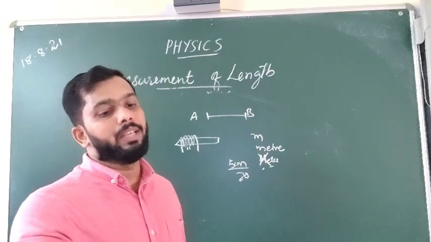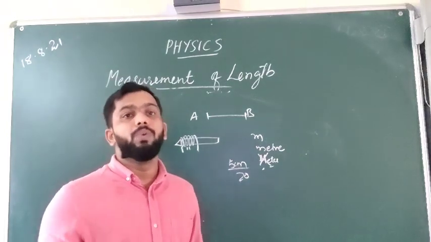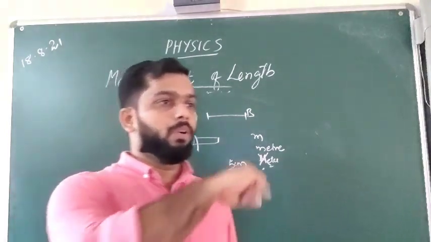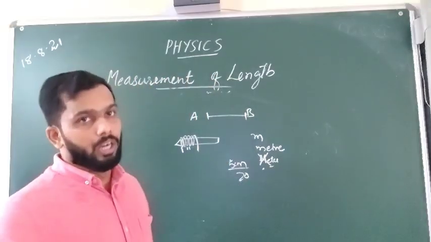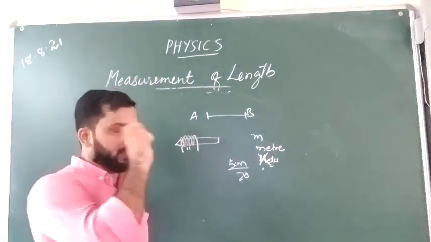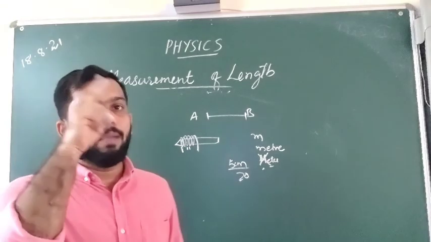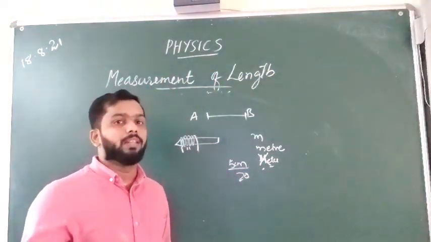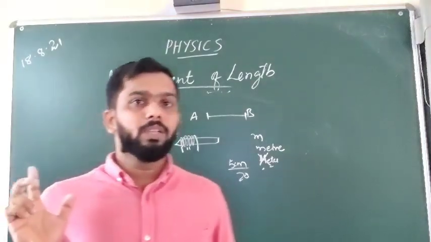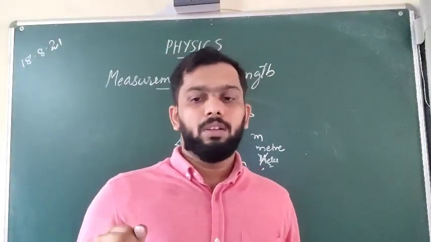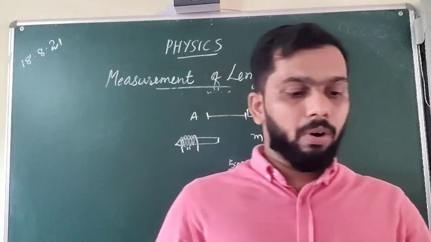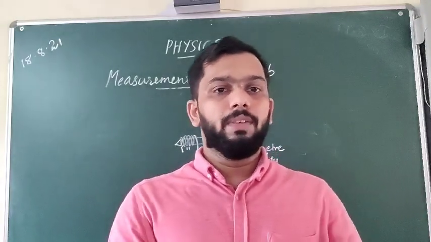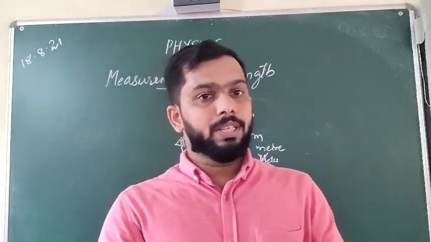Then we have seen the indirect method of measurement. There we have seen how to measure the length of a curved line, how to measure the diameter of a ball, then the thickness of a coin and thickness of a wire. Clear now? Okay. So this is about today's class, and we will move to the next section next day.